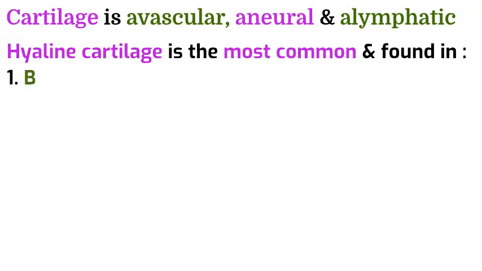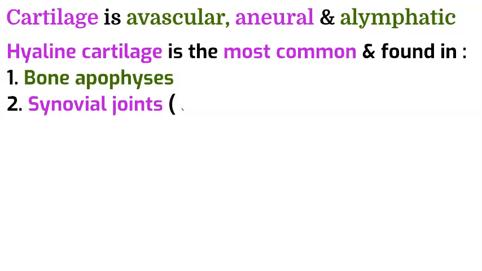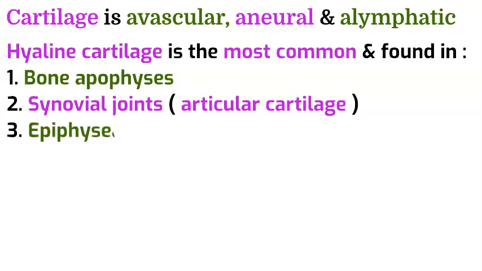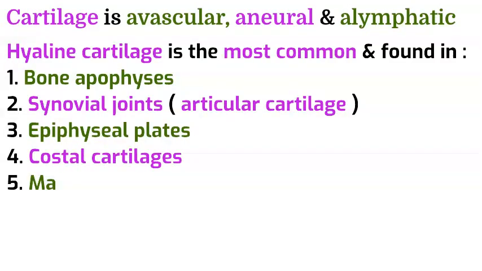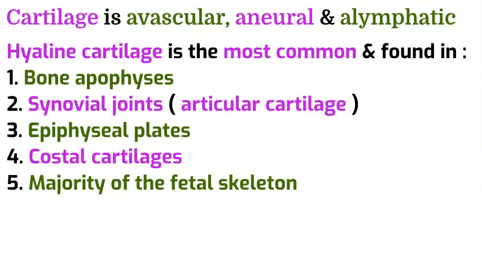Hyaline cartilage is the most common and found in: 1. Bone apophysis, 2. Synovial joints, as is articular cartilage, 3. Epiphyseal plates, 4. Costal cartilage, 5. Majority of the fetal skeleton.